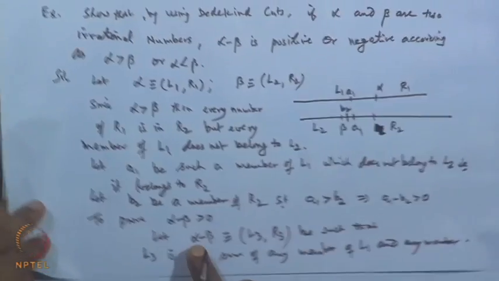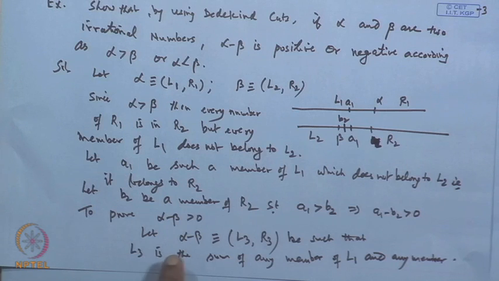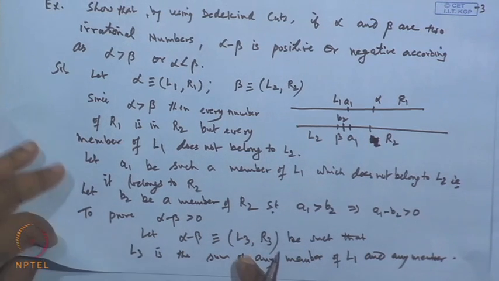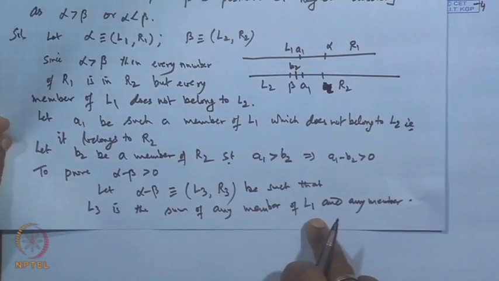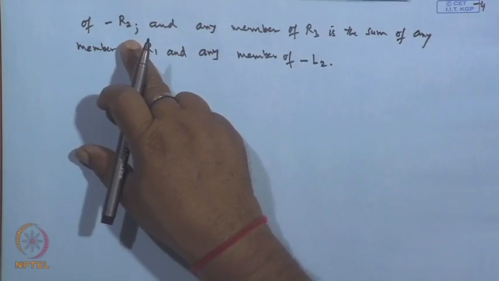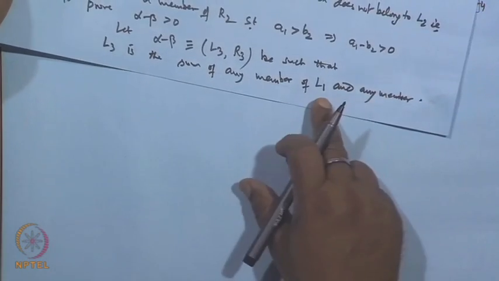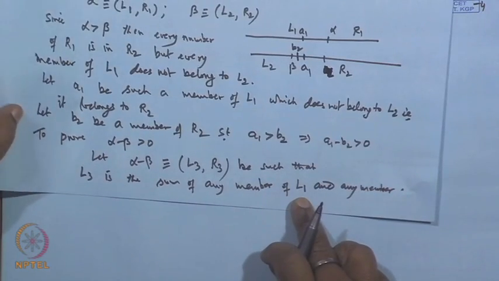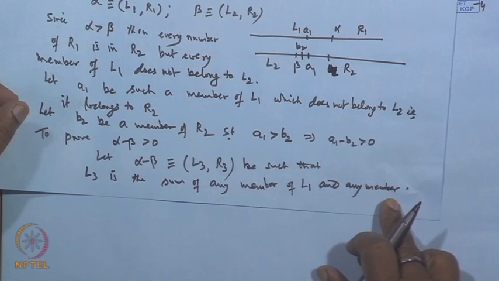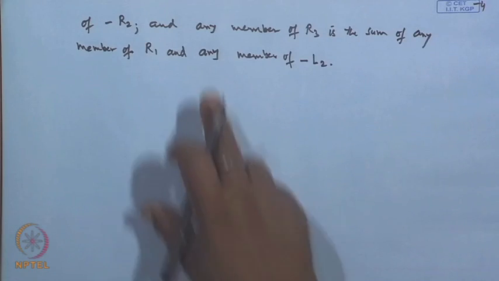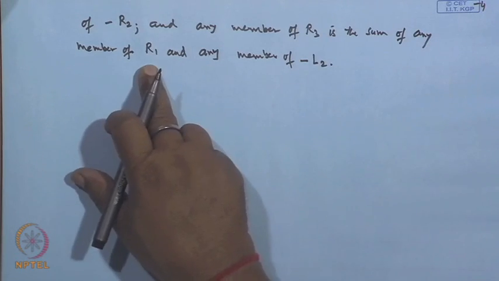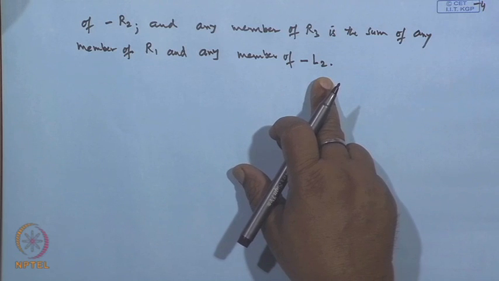We wanted to show the alpha minus beta to be positive. So, let us suppose alpha minus beta represents a cut by L3 R3, okay? And we are assuming that this cut is such that any member of L3 is the sum of the member of L1 and any member of minus R2. So, if we take any element of L3, it can be written as the sum of the elements of L1 and minus R2. Similarly, if we take R3, then any member of R3 we are assuming as a sum of the member of R1 and any member of minus L2. Is it okay or not?